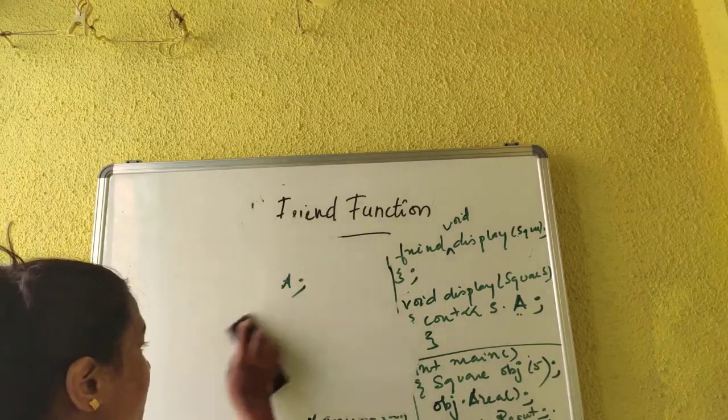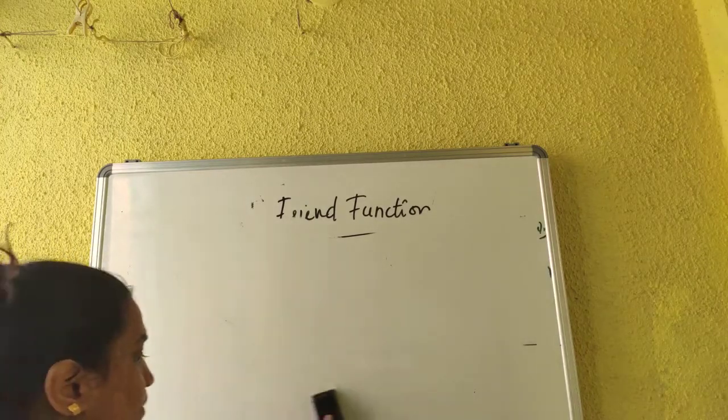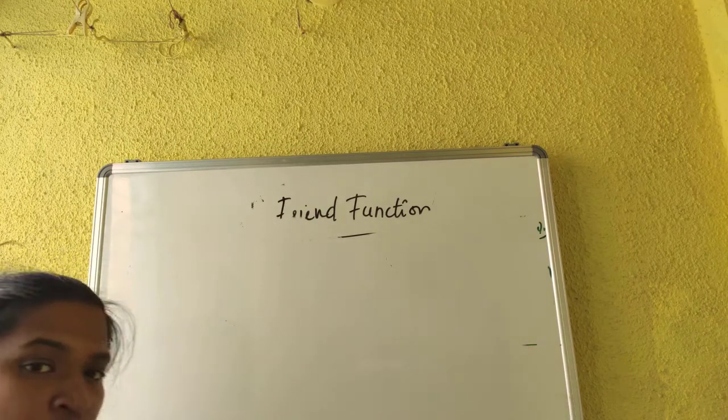So to summarize, a friend, even though it is not a member of the class, can access the private members of the class. Okay, I hope you've understood the concept.